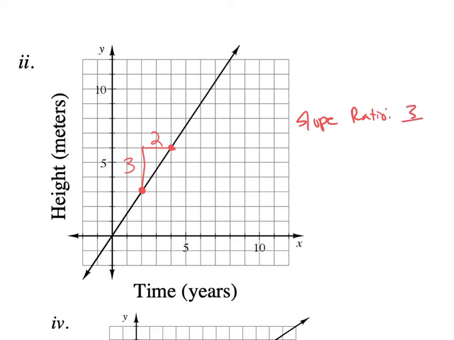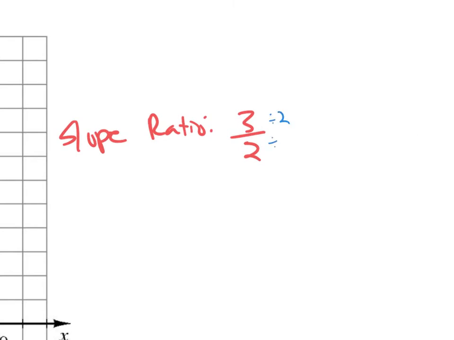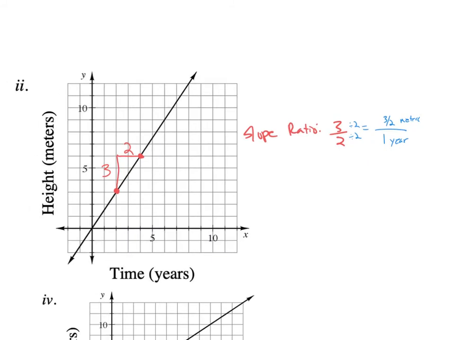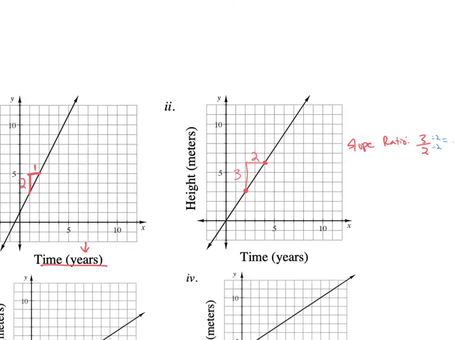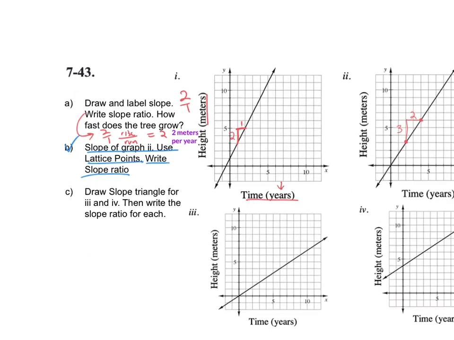So it's going to be 3 over 2, which, if I write that as the unit rate from what Ms. Bross was showing us yesterday, we're dividing both of these by 2, because you're dividing by the numerator to get that 1. So this is per 1 year, you're getting 3 halves, or 1.5 meters per year. So my slope ratio here would be 3 halves meters growing per year. So that's part B. We've written out the slope ratio, we used our lattice points, and we did the slope of the second graph.